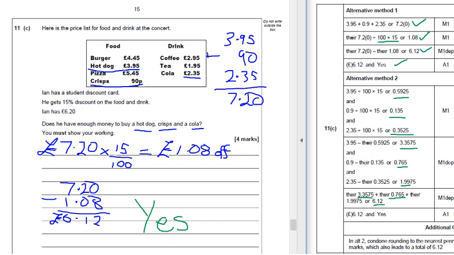Now here it says, in alternate method 2, condone rounding to the nearest penny. I've just had to check what that means on the internet, and condone means it's not allowed, but we'll kind of, if you got the answer of 6.12, it's okay. It's just easy, add them all up and then divide by 15.